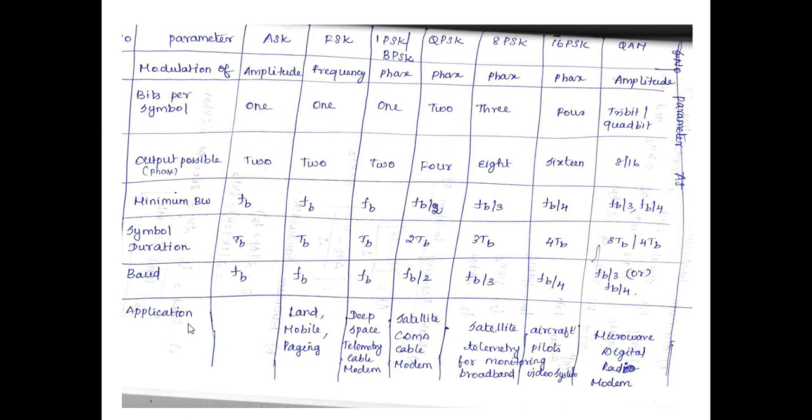And the applications: FSK is used for land mobile paging and deep space telemetry, cable modem; QPSK for satellite, CDMA, cable modem; 8 PSK for satellite telemetry, monitoring, broadcasting; 16 PSK for aircraft pilots and other monitoring video systems; and 8 QAM for microwave digital radio and modem. So this is all for our digital modulation techniques. Hope you understand. So thank you.